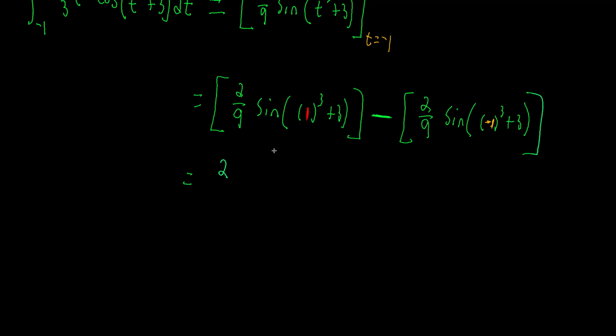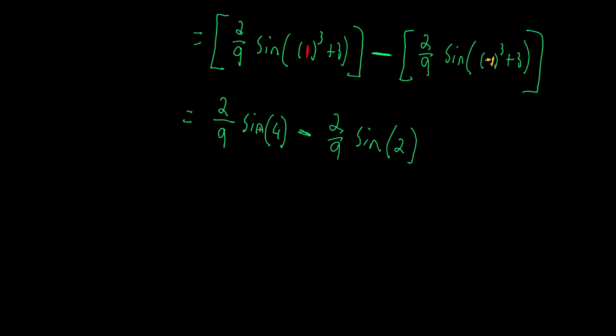So this is just 2/9 times the sine of, well, 1 cubed plus 3 is 4, minus 2/9 times the sine of, -1 cubed is -1 plus 3 is 2. So if you just want an exact answer, that's it. That's the exact answer. If you want to be really fancy, I guess you can factor out that. Do you know what the sine of 4 is? Not 4 pi, just 4. Do you know what the sine of 2 is? Yeah, me neither.